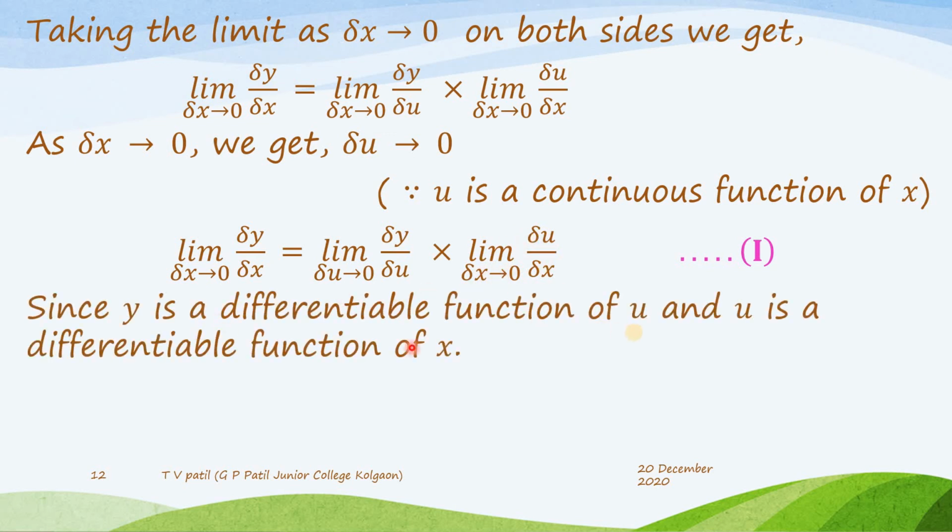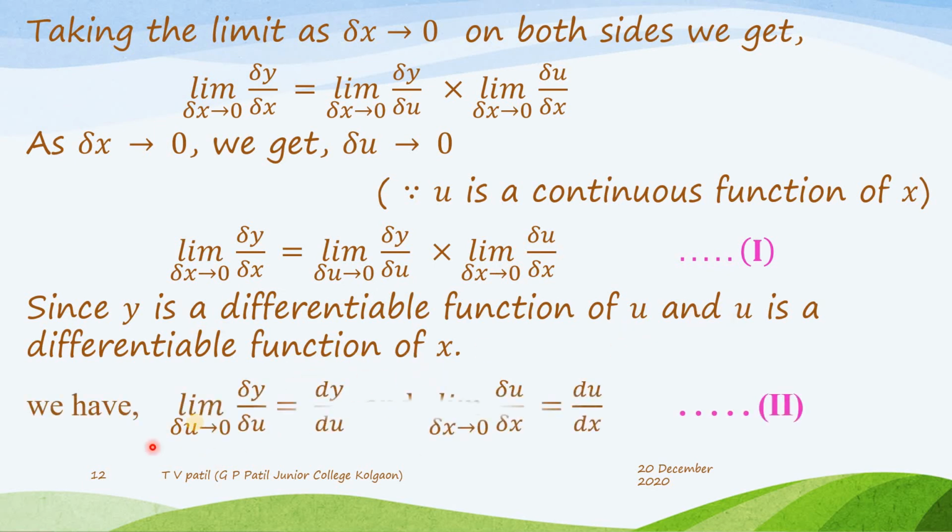Since y is a differentiable function of u and u is a differentiable function of x, therefore the limit of delta y upon delta u as delta u tends to 0 is equal to dy by du, and the limit of delta u upon delta x as delta x tends to 0 is equal to du by dx. मग या ठिकाणी आपण काय लिहिणार आहे, जी व्हॅल्यू एक्झिस्ट झाली आहे dy by du and du by dx.